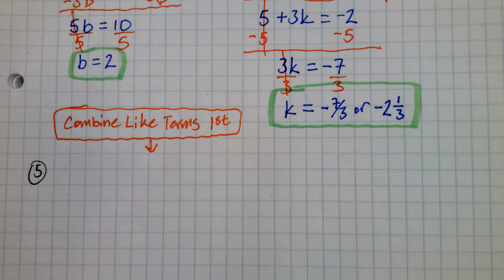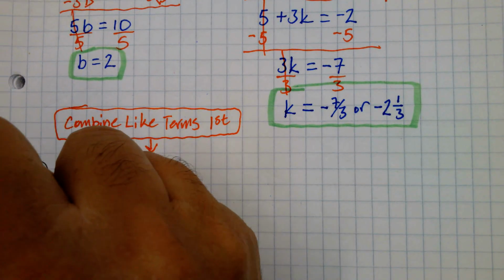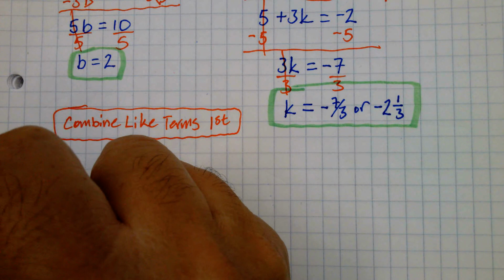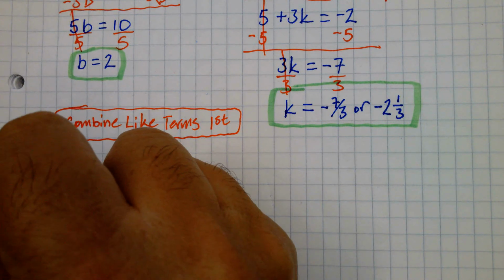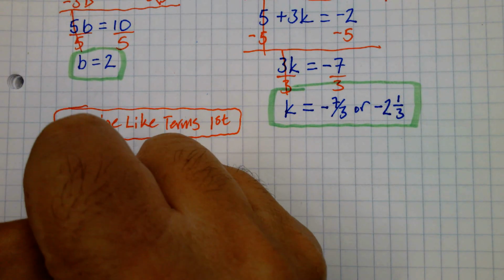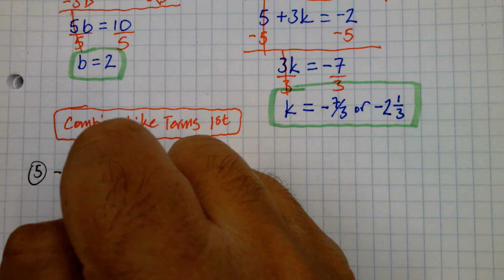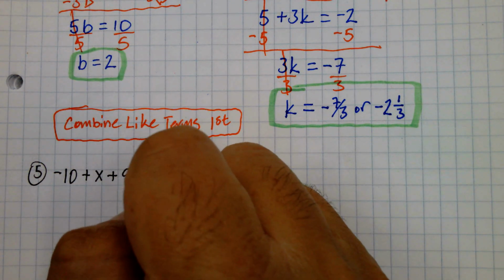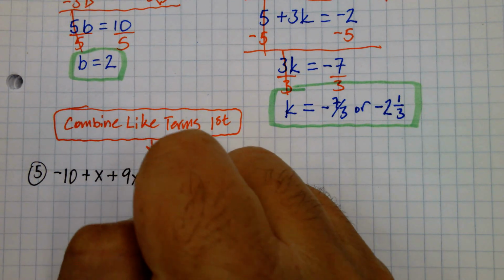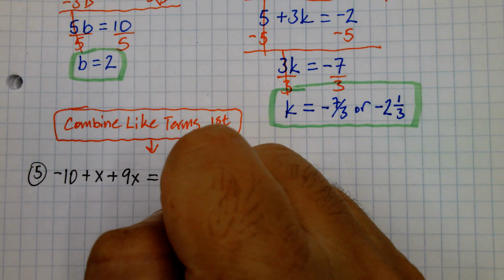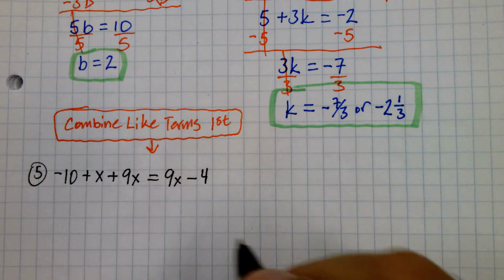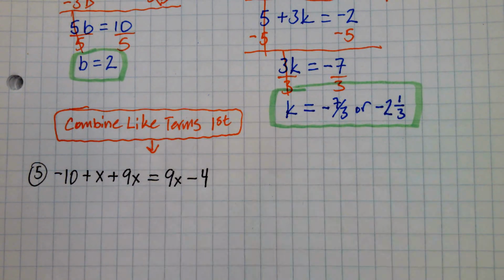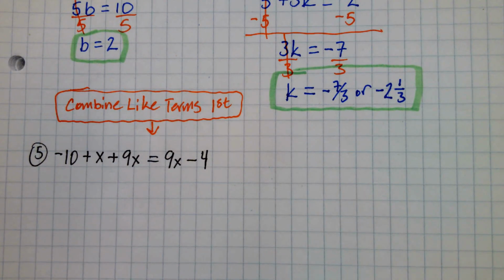Okay, you guys ready? Negative 10 plus x plus 9x equals 9x minus 4. Okay, so go ahead and write that down.